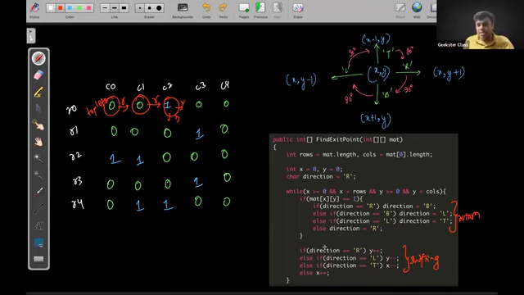Yes. So what we are saying, direction is right, no it is down. It is left, no it is not left. Is it top? No it is not top also. So finally it is bottom. So x plus plus, that is go to the next row. Go to the next row, x plus plus.